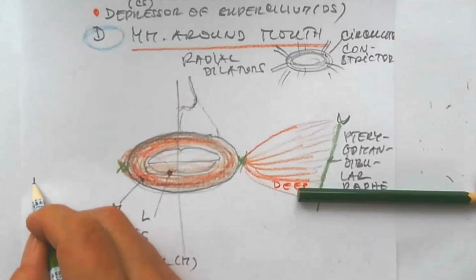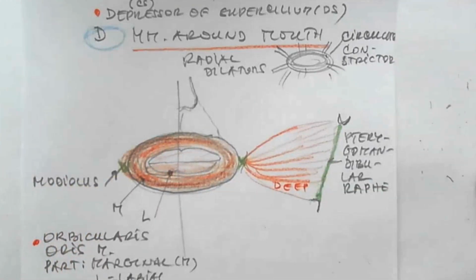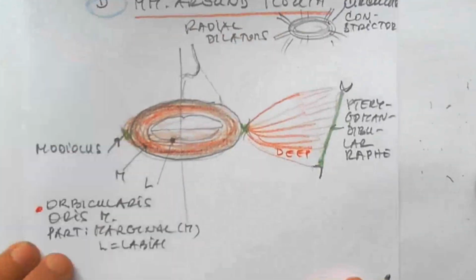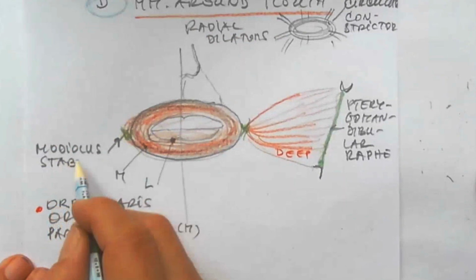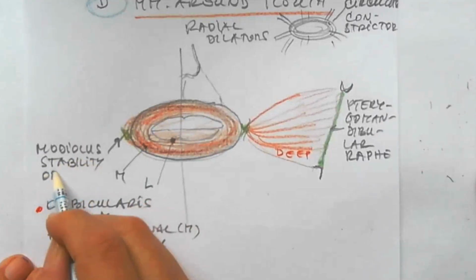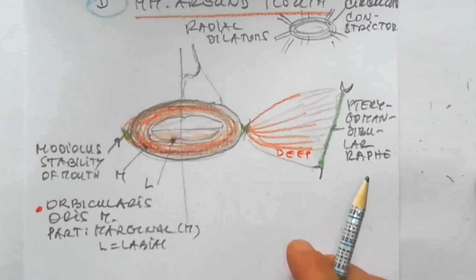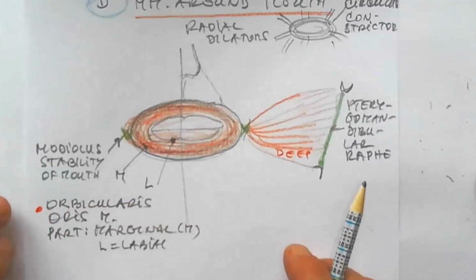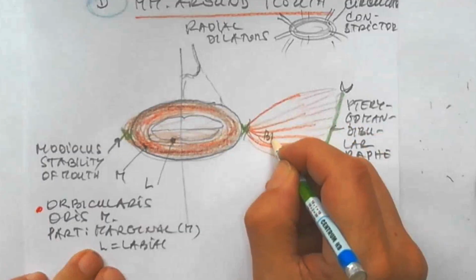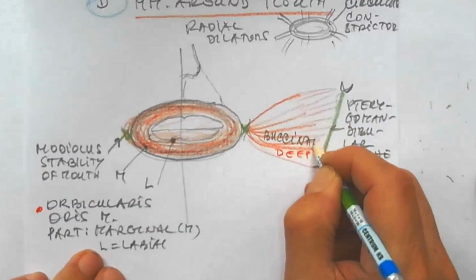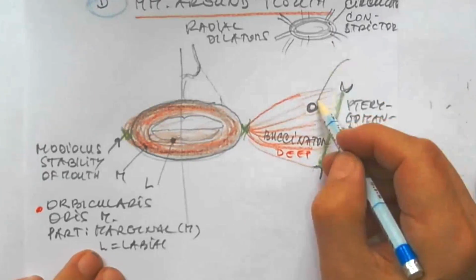And it's attached to that modulus, repeating. This is like a knot. We call it the modulus, in green, which is the condensation of the connective tissue, important for the stability of the angle of the mouth. Any damage to the modulus causes a different position of the angle. Fine. So this is the buccinator, a different muscle.